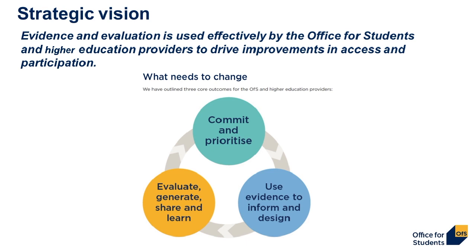So we are setting higher expectations on the sector in the area of evaluation and use of evidence, and our new strategy has an ambitious goal that all providers are using evidence and evaluation to drive improvements in A&P. And we have 3 core areas where we think change is required. Firstly, there needs to be a commitment at senior level to prioritise evaluation of A&P work and to commit to using evidence to inform decisions.